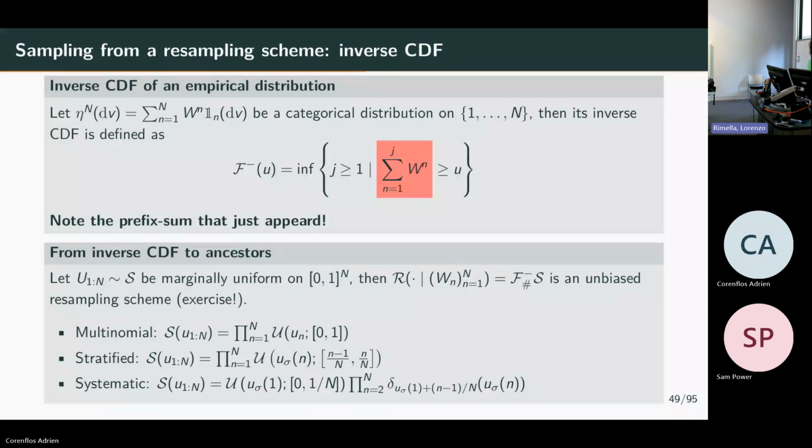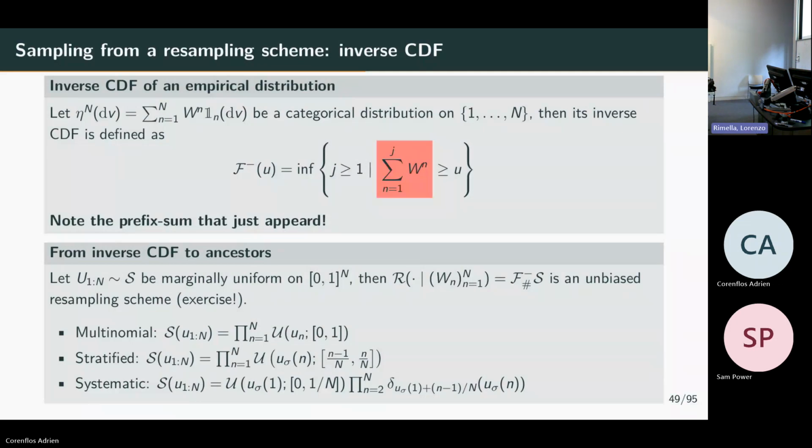Okay. So if you actually want to go from this quantile function to the ancestors, essentially all you need to have is n variables that are marginally uniform, right? It doesn't really matter that they are jointly uniform, or their joint distribution doesn't really matter. It depends on what you're trying to use as a resampling. As long as they're marginally uniform, you'll get something that's unbiased. That's all you need.